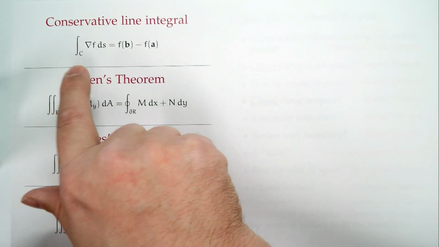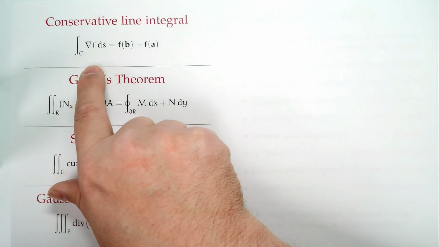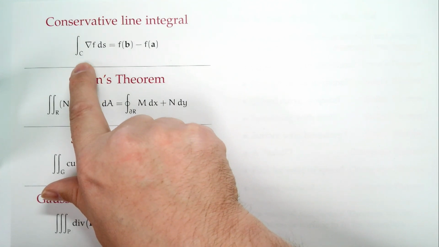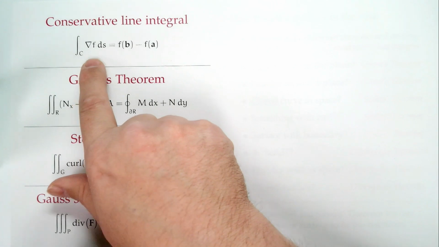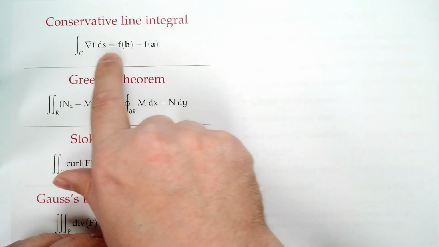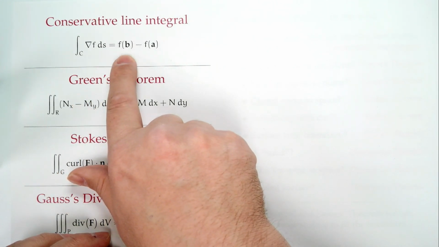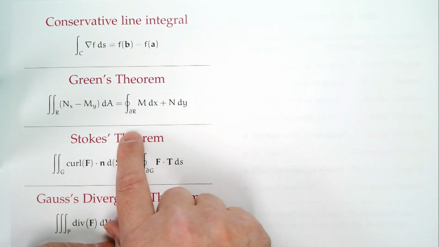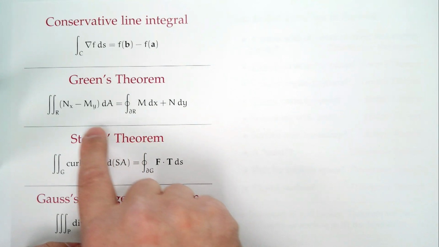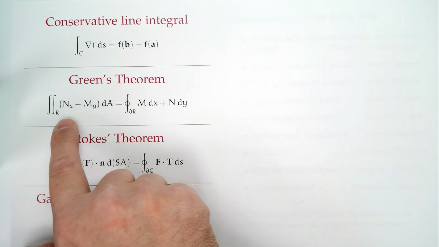So this one, the conservative line integral, says, suppose I'm integrating along a curve, gradient of f ds. Remember, the gradient acts a lot like the derivative does. What does it do? Well, it says look at the function at your endpoint minus the function at your start point.